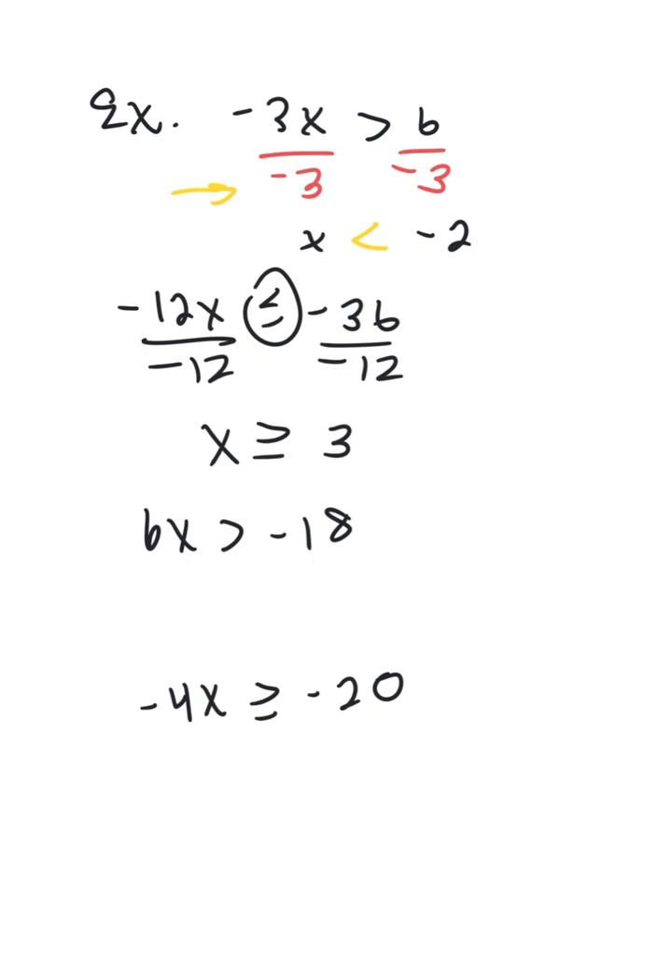6x is greater than negative 18. We're dividing by 6. We are not dividing by a negative. Yes, there's a negative over here, but we aren't dividing by a negative, so we don't do anything. It's just x is greater than negative 3.